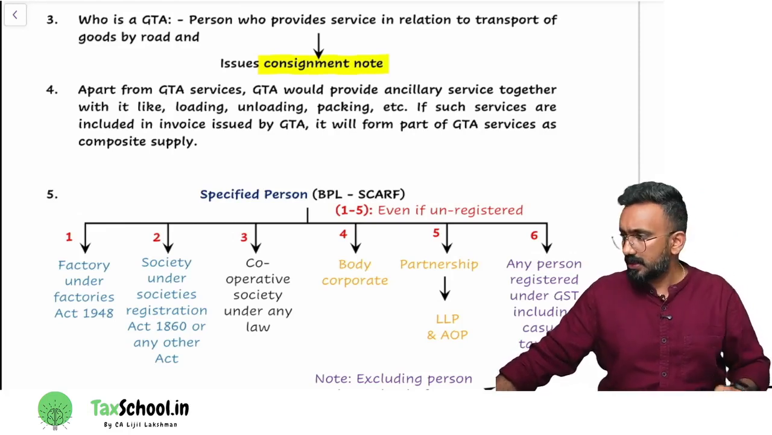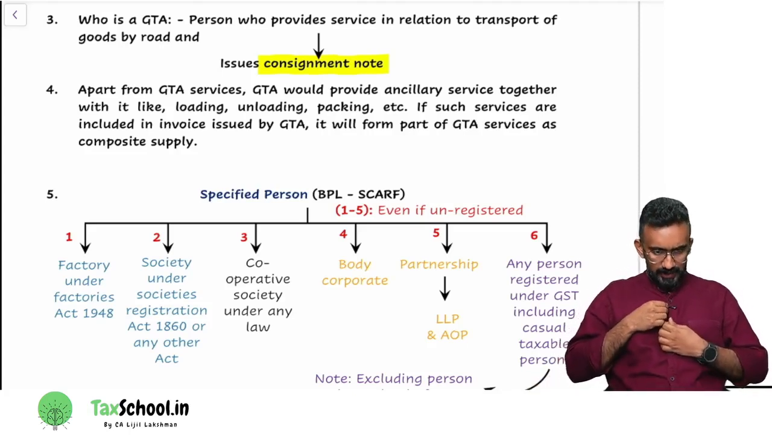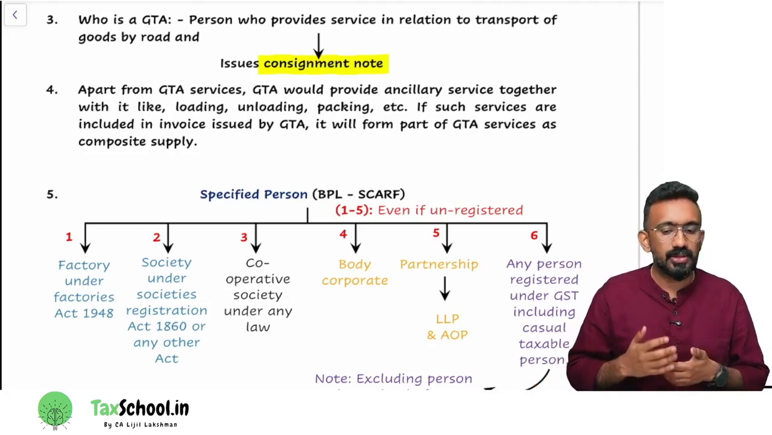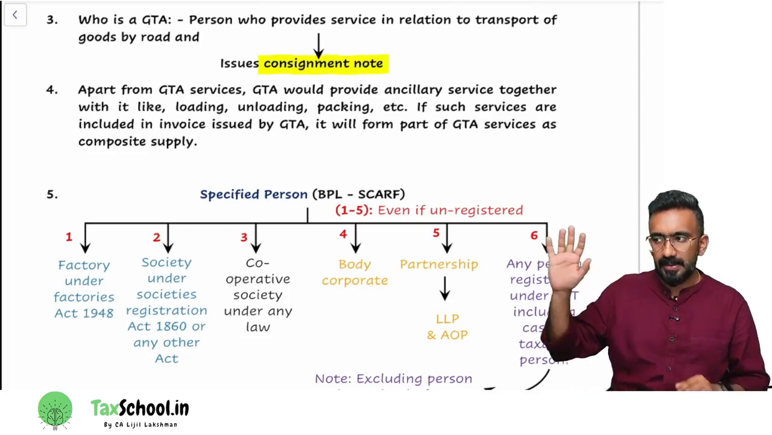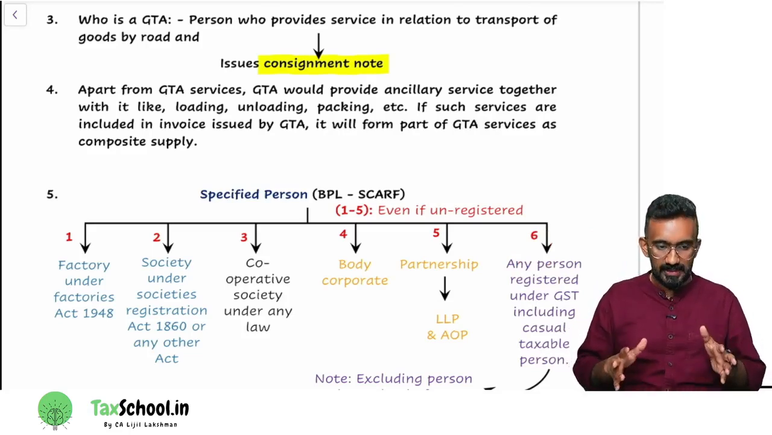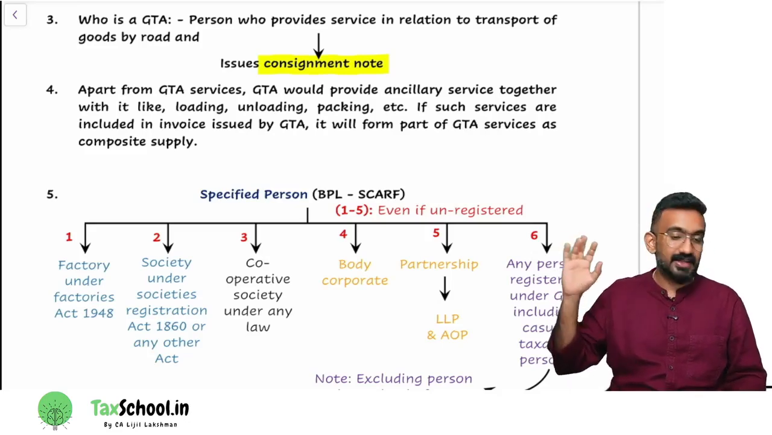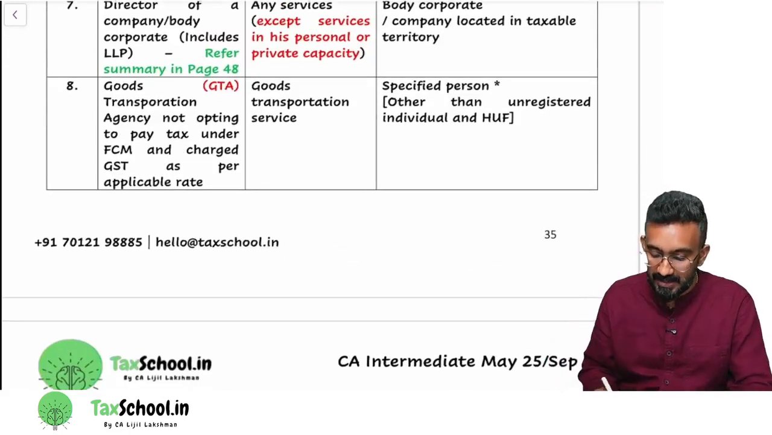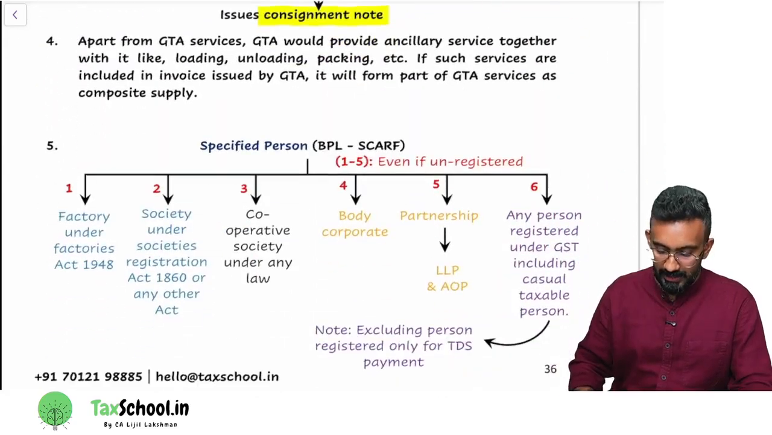All right, so in case of a GTA, what you have to understand is that a GTA is somebody who could provide something more than GTA services, and all that will be included in the value of GTA services and will be treated in the same manner. Now, when a goods transportation agency is providing services, sometimes the taxes are to be paid by the recipient. Which are the cases where the recipient will pay taxes? When the recipient happens to be a specified person. Who is a specified person would be the next question.